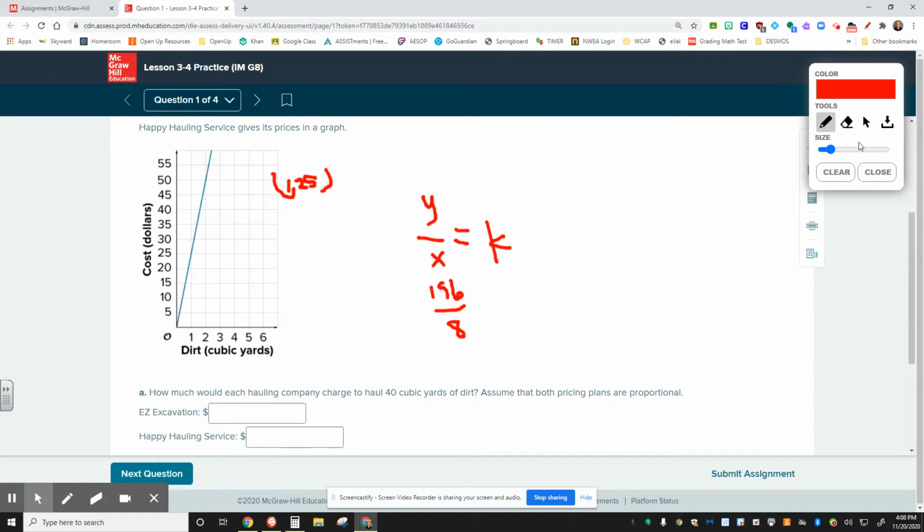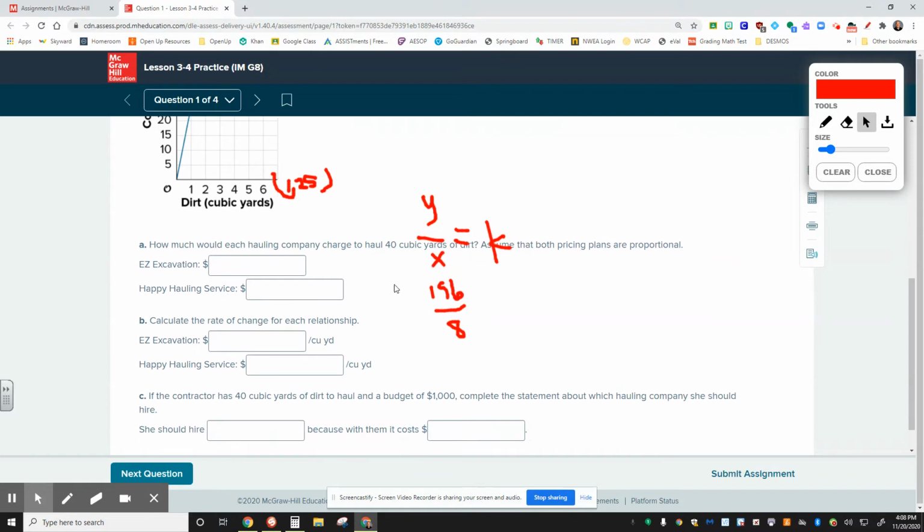And so the last thing that we need to do with this: how much would each hauling company charge for 40 cubic yards of dirt? Well, I'm not going to give it to you, but Easy Excavating, remember, was $24.50, so you're going to have to do $24.50 times 40. And in this one, you're going to have to do $25 times 40. Calculate the rate of change for each of the relationships. Seems like we've already done that one. Take a look back at the work here and decide how much it is for Easy Excavating and how much it is for Happy Hauling.